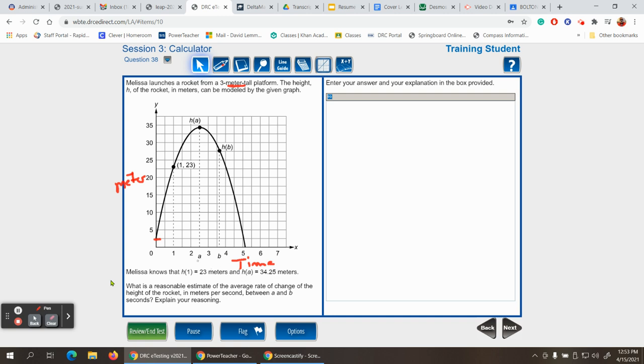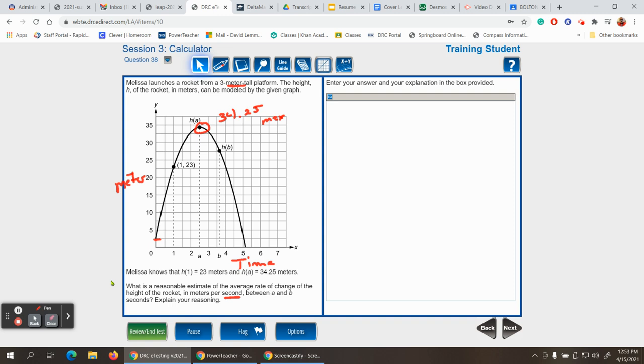After a few seconds, it is 34.25. This here, which is 34.25, is my max. That's my maximum. What is a reasonable estimate of the rate of change of the height of the rocket in meters per second? There you go. It tells you per time between A and B, and explain.